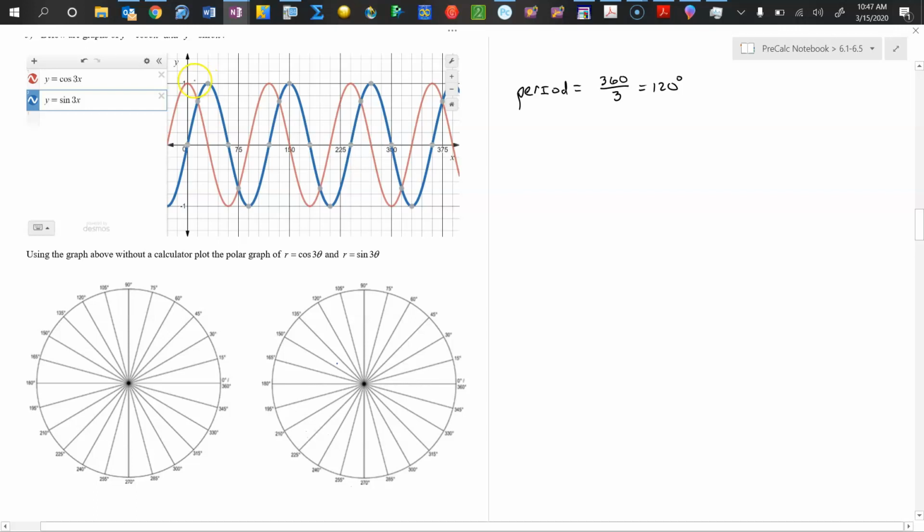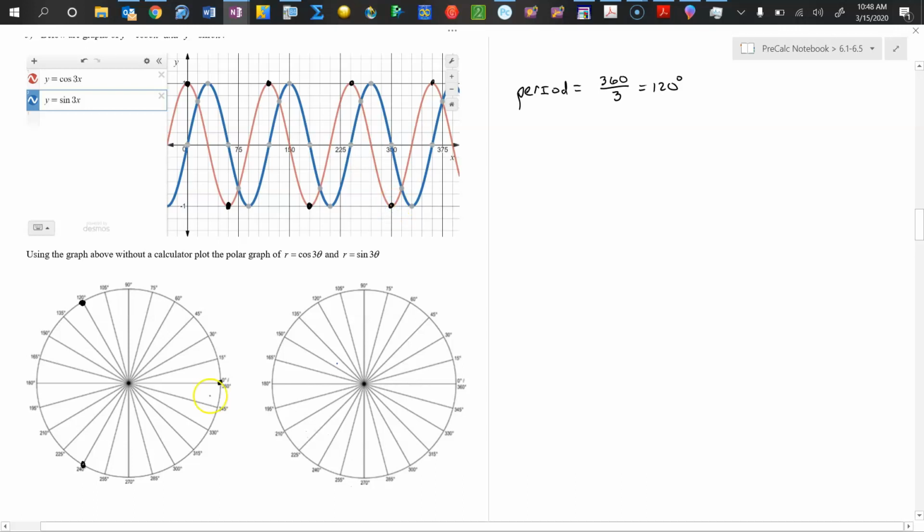You can see that by looking at the maximum values of that cosine function, which occur every 120 degrees, which we can transfer down to the polar graph down at the bottom. So at 0 degrees, we'll be 1 unit away from the pole in the positive direction. At 120 degrees, 1 unit away in the positive direction. At 240, 1 unit away in the positive direction. We can also do the same thing with the minimum values of that function. So the graph of y equals cosine 3x has a minimum every 120 degrees, starting at 60, so then 180, and if we add 120 to that, we'll be at 300 degrees.